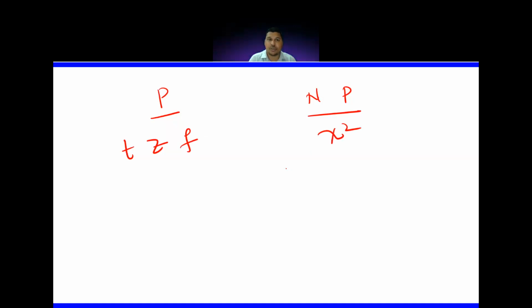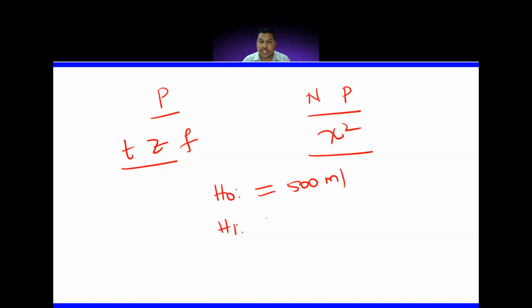I hope you got a little idea about hypothesis testing techniques. We have parametric and non-parametric. In parametric, we have the T test, Z test, and F test. Here we have the chi-square test. Using these, we'll try to prove whether H0 or H1 is true. And in statistics, suppose H0 is about equal to 500 ml, for example, and H1 is about not equal to 500 ml. This is the problem we are trying to solve.